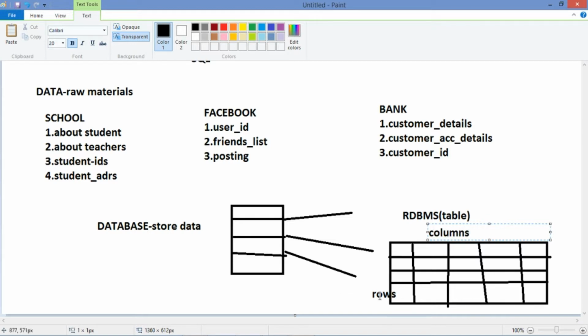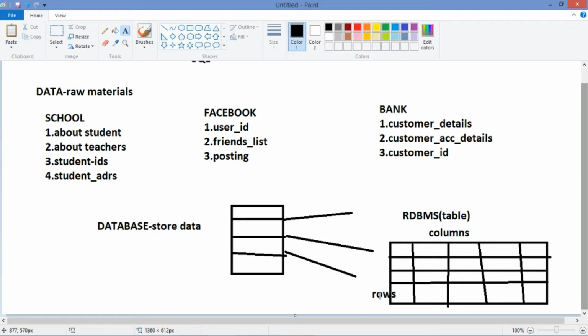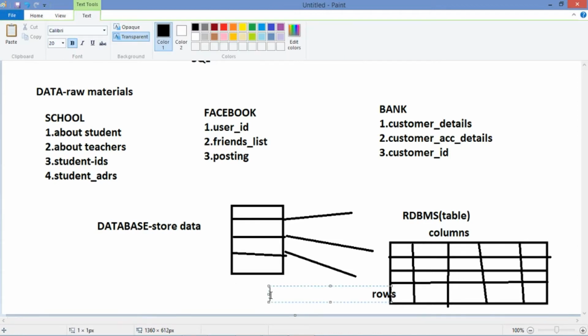Okay, fine. So a table represents rows and columns. So here, what are rows and what are columns? This is the question. Rows represent items. Always remember, rows represent items. What do columns represent? Columns represent the properties of those items.